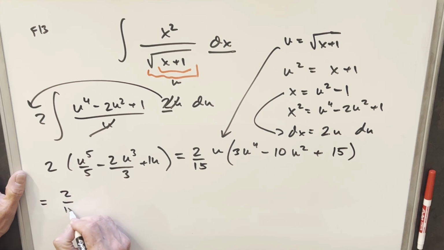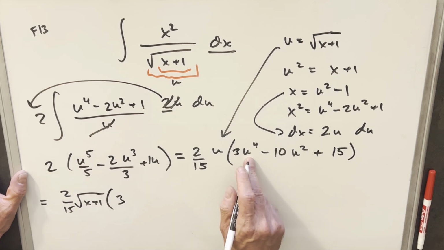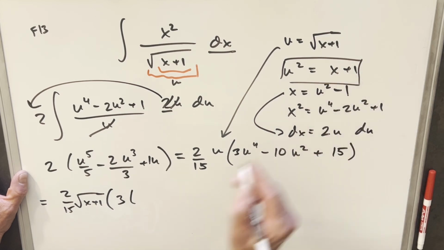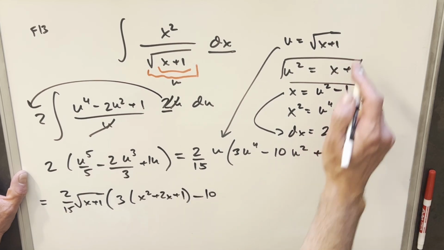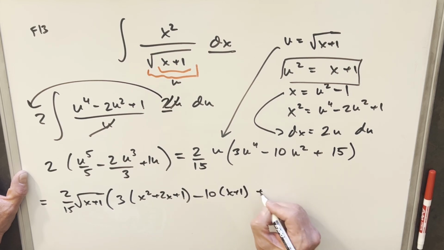So we're going to have our 2/15 in front. u is going to be the square root of x plus 1. Now for u to the fourth, I can just square this piece, the u squared term, to get u to the fourth. So squaring x plus 1 is going to give me x squared plus 2x plus 1. Then we'll have minus 10u squared, it's just going to be x plus 1. And then we're going to just have 15.